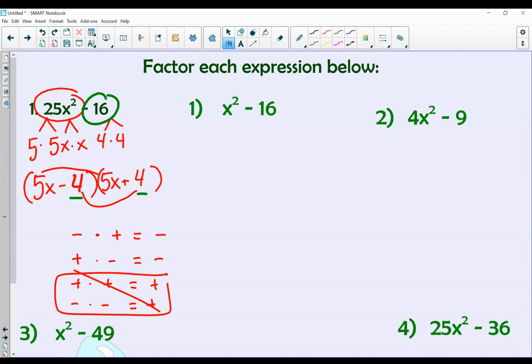And that's why it's called the difference of squares, because all of these you see here, all of them are minus. All of them are negative. So if you ever see perfect squares with a subtraction sign, that's when you know to do this method.